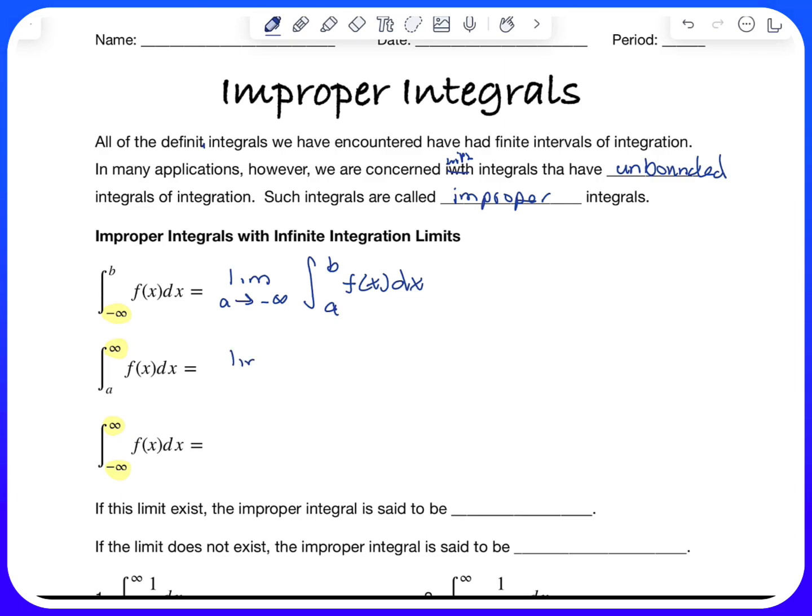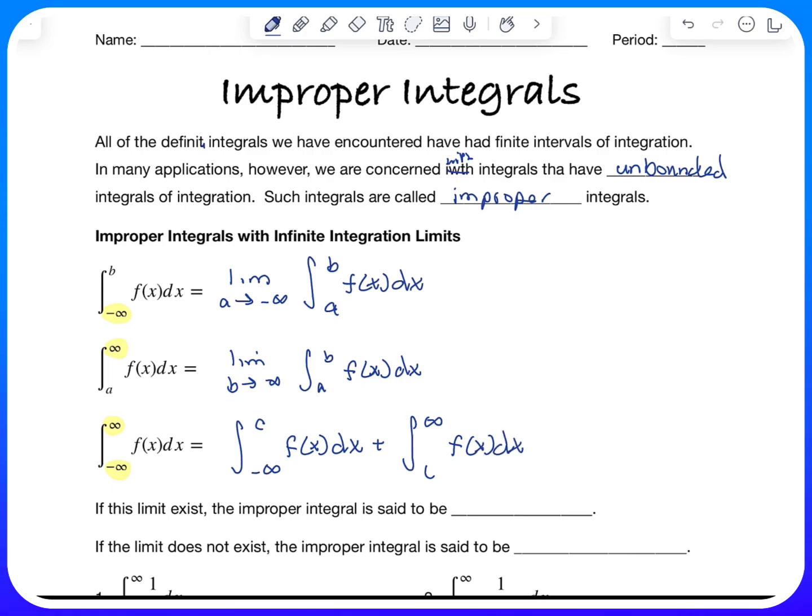If the upper bound is infinity, we would say the limit as b goes to infinity of the integral from a to b of f of x dx. If both the upper and lower bounds are infinite, we would first break this up with some constant c, any number between negative infinity and infinity. So I'd rewrite this as the integral from negative infinity to c of f of x dx, plus the integral from c to infinity of f of x dx. And then I just do what I did in the first and second examples.